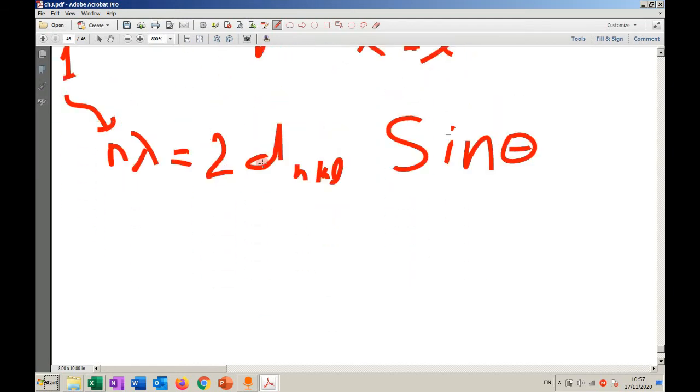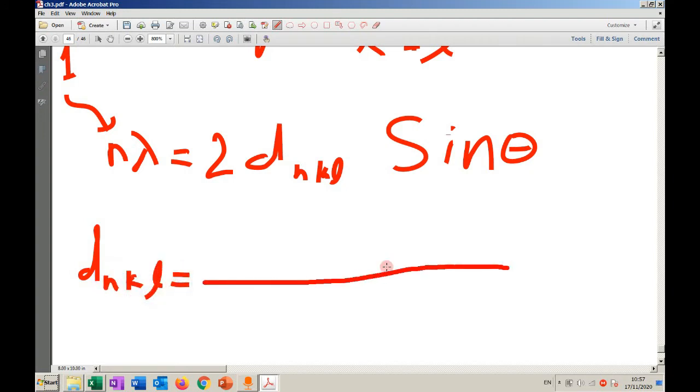So this is the interplanar spacing. If I rearrange this, d_hkl will be equal to n lambda over 2 sine theta. Well, n is 1, so I can simply say d_hkl equals 1 times lambda over 2 sine theta.